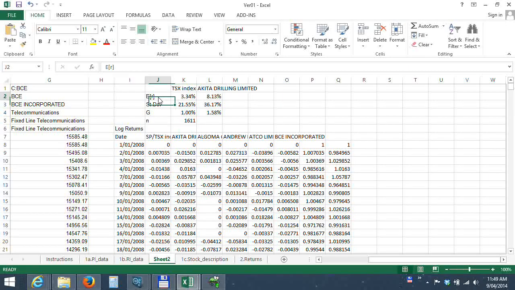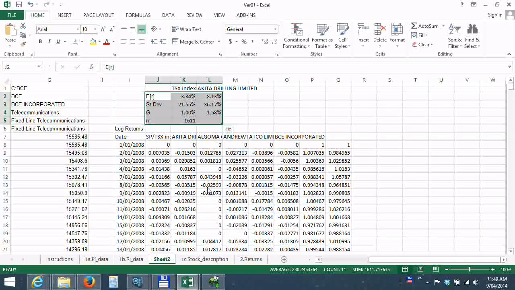Now you can do the same analysis year by year and calculate the expected return, standard deviation, geometric mean, and the number of observations for the year 2008, for 2009, 2010, and so forth. And then you will observe that the standard deviation varies and normally would be much higher during the global financial crisis in 2008 and maybe spilling over a little bit into the beginning of 2009.